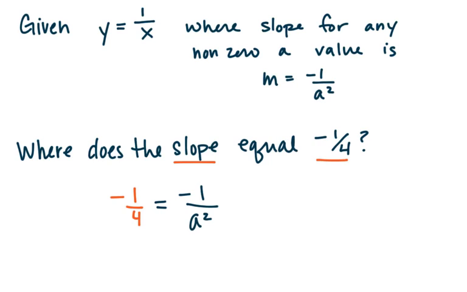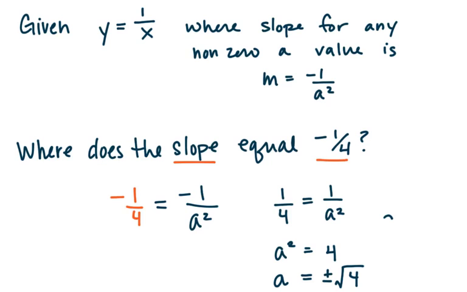Multiplying by a negative on both sides, that's the same as 1 over 4 equals 1 over a squared. Cross multiply, a squared equals 4, and square root both sides, we would get that a equals plus or minus the square root of 4. So a is positive or negative 2. So at x equals positive 2 and at x equals negative 2, the function has a slope, or rate of change, of negative 1/4.